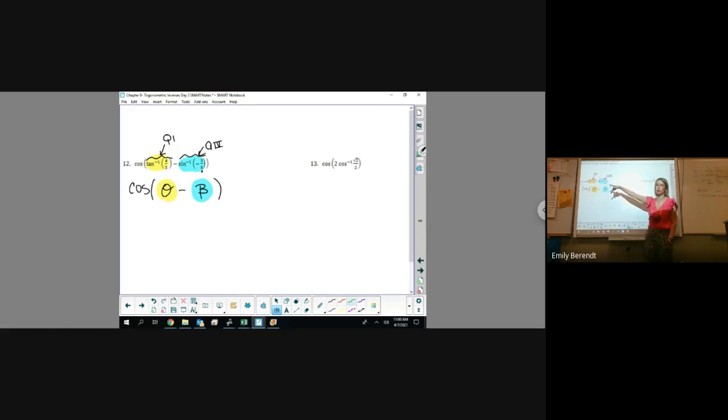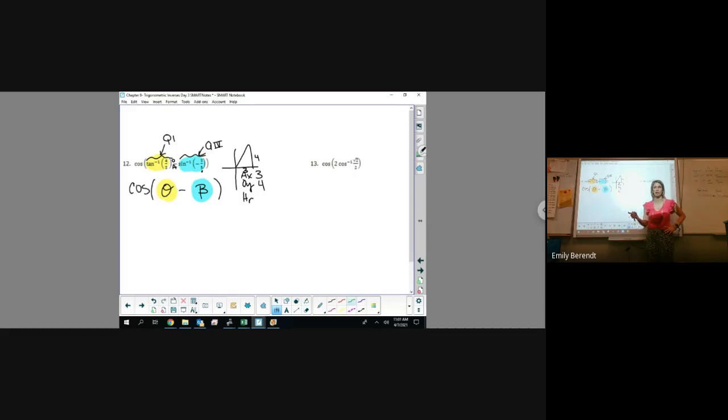So inverse tangent of 4/3. You guys said was in quadrant 1. So we've got a little x, y, and r. Tangent is what over what? Opposite over adjacent. So my y is 4. My x is 3. This is one you guys should know. Pythag triple of 3, 4, 5.